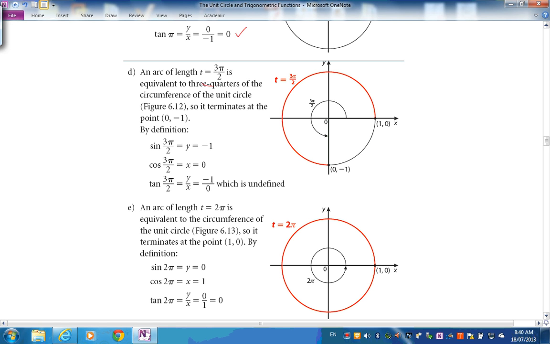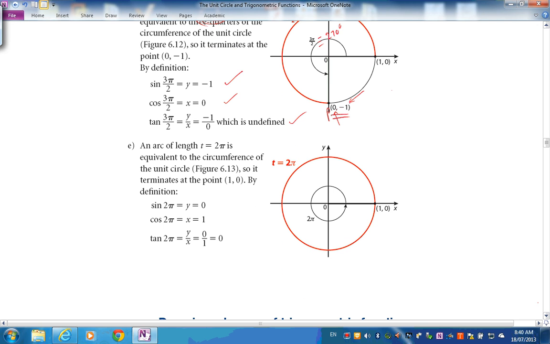circular functions. 3 pi on 2, can you find it? Well, 3 pi on 2 is equivalent to 270 degrees. That might be the easiest way of finding it. So your point P is this one here. So the sine of 3 pi on 2 is the y, which is -1. The cos of 3 pi on 2 is the x, which is 0. And the tan is 1 over the other, which is undefined because you've got 0 in the bottom line.